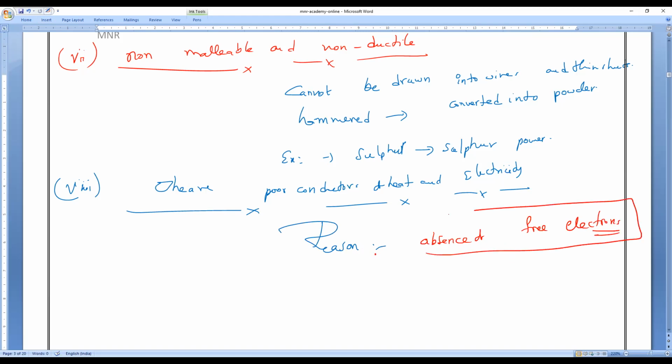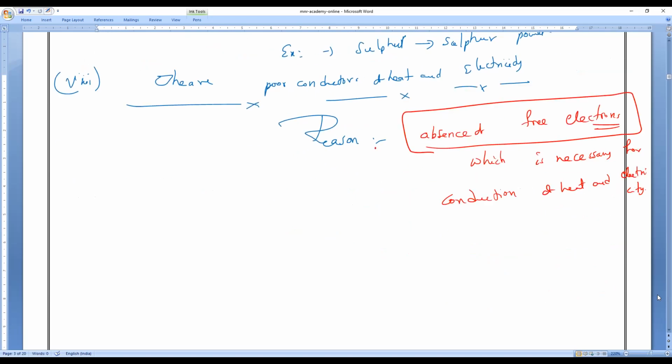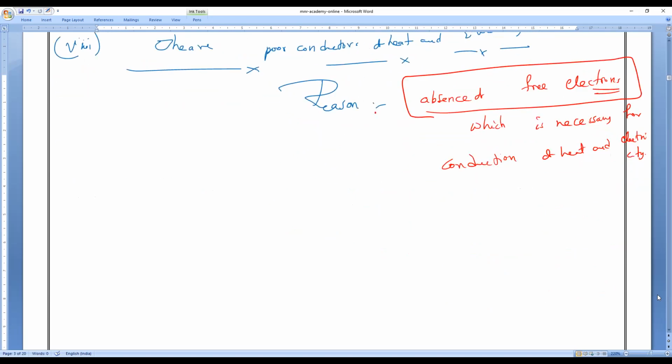Understand? Electrons are what is necessary for conduction of electricity. Am I right or wrong, everybody? In physics also we study that free electrons are necessary for conduction of heat as well as electricity. But there is an exception. Anybody can tell? Graphite.